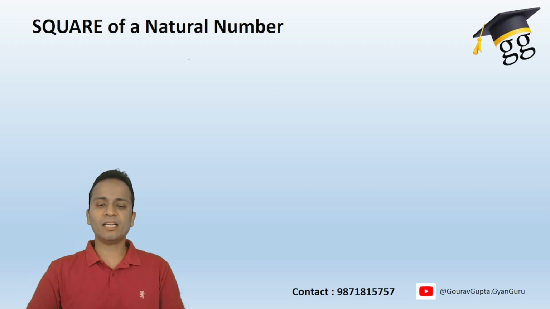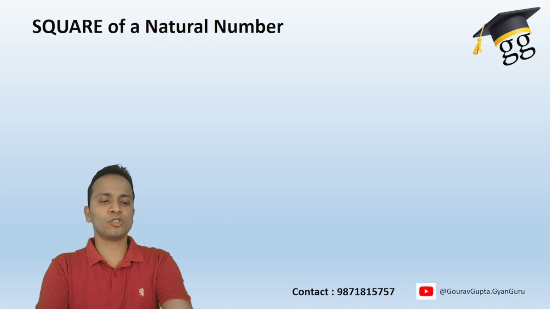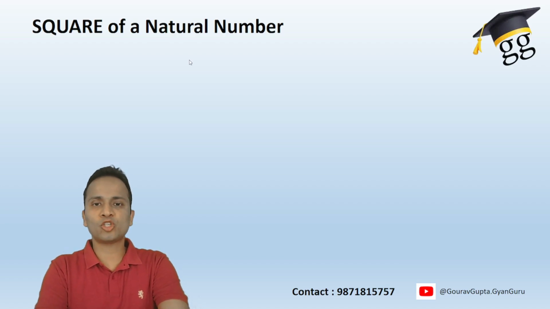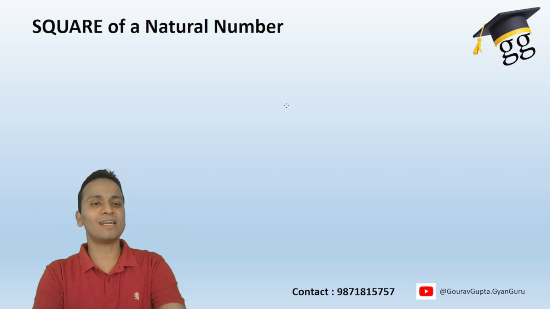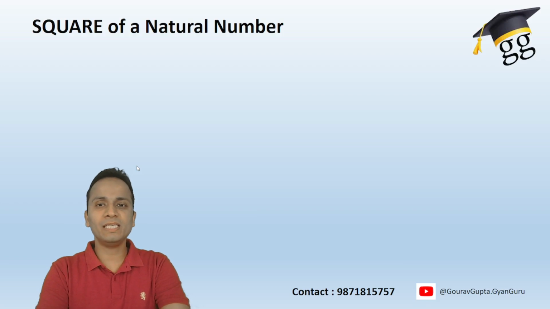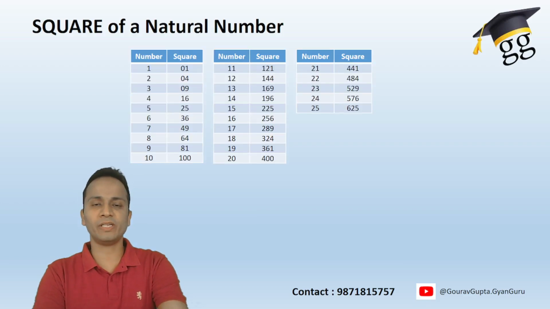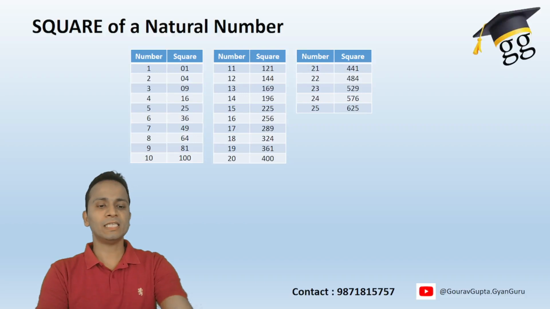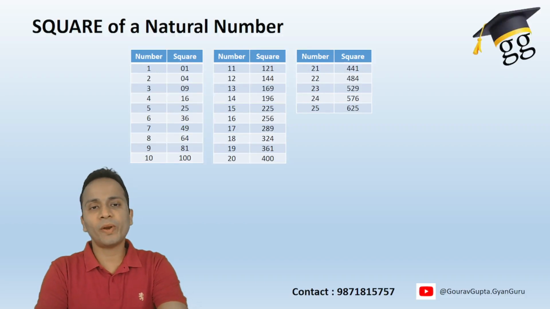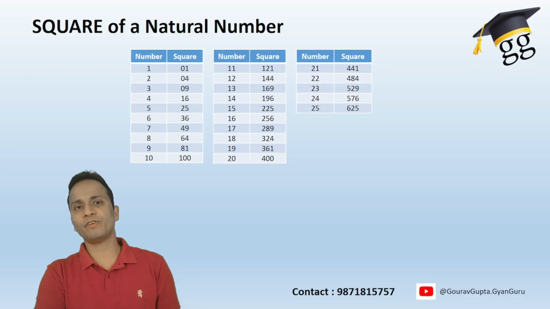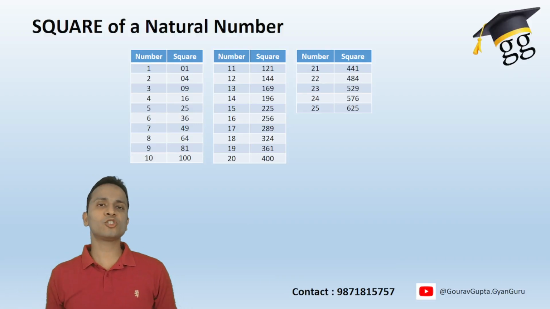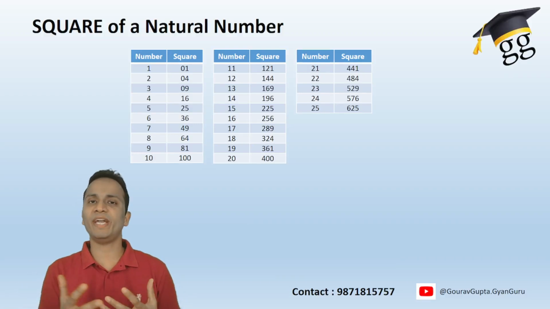So I'm assuming that we already remember the squares of first 25 natural numbers. Okay, can I assume this, or do you want me to copy these things? Okay, chalo copy kar lete hain. So I'll quickly copy these numbers on the screen. Okay, so now you can see that these are the squares of first 25 natural numbers, right? Now I will use these squares of first 25 natural numbers to calculate the squares of numbers which are above 25.